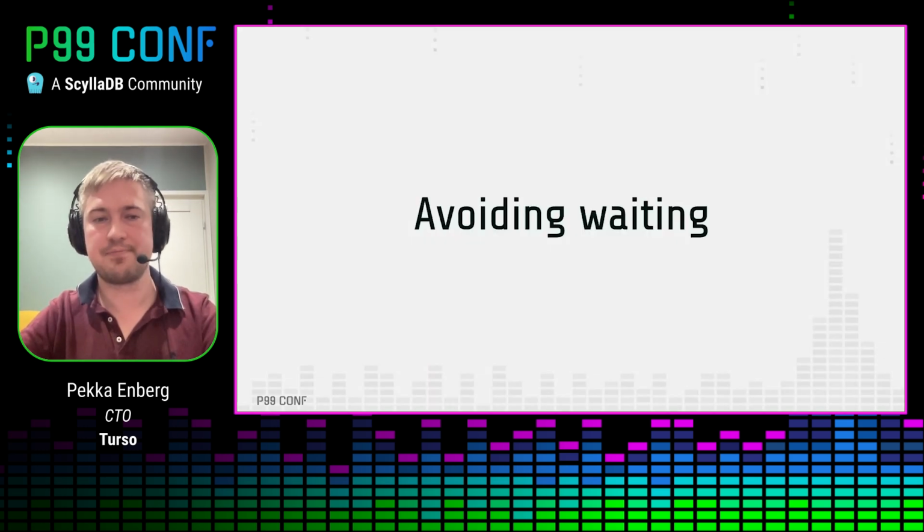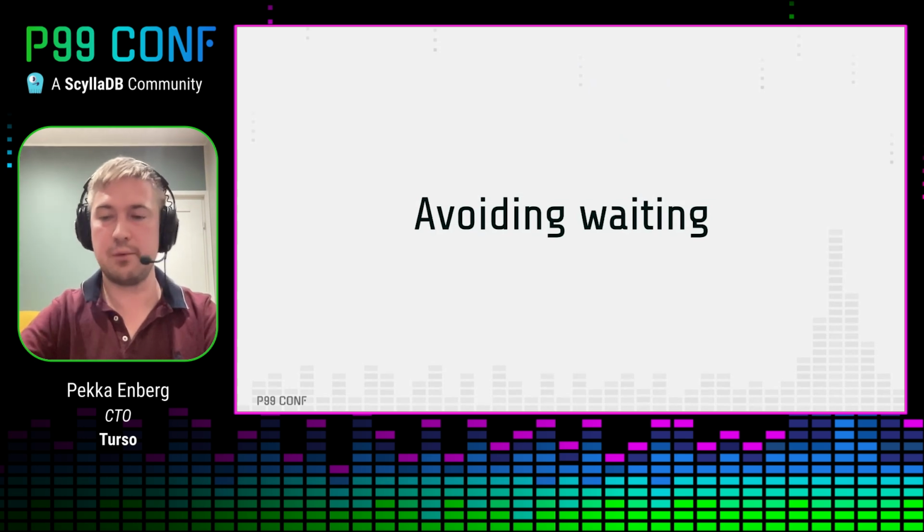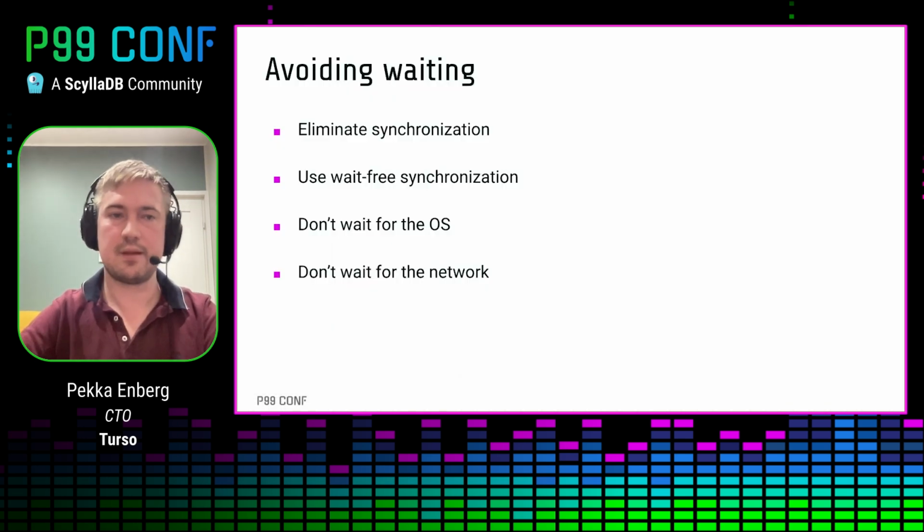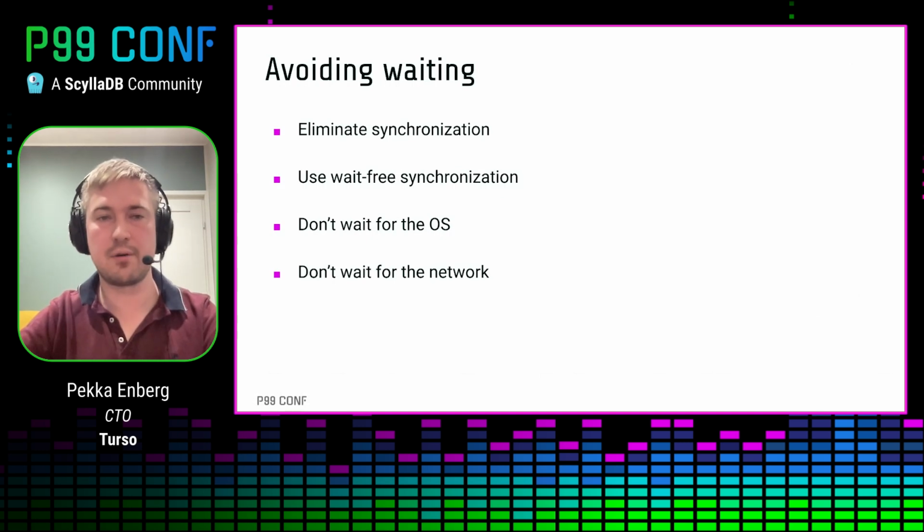Then finally, when we're reducing latency, what we want to do is avoid waiting. And again, I think there are 4 main things to look out for. The first one is to eliminate synchronization. In cases where you cannot eliminate synchronization, you want to use wait-free synchronization. Then also you shouldn't be waiting for the operating system, and also not waiting for the network.